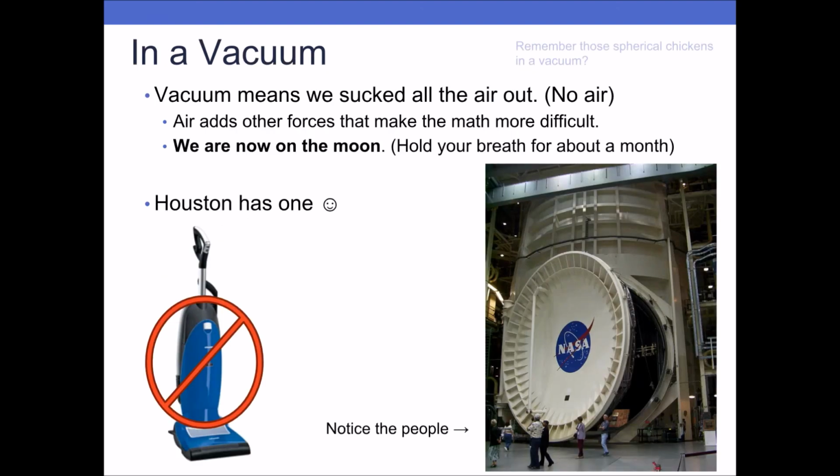A vacuum means we sucked out all the air, because if we were to drop a feather next to a hammer, then the feather would catch on the air and slowly fall. But if there's no air, then feathers and hammers would hit the ground at the exact same time. We can test this in a vacuum chamber, and Houston has one. Take a look at the picture and notice just how small the people are compared to the size of that vacuum chamber.